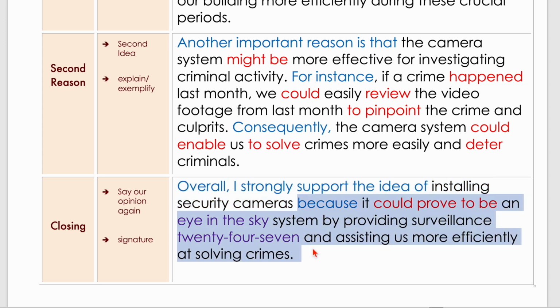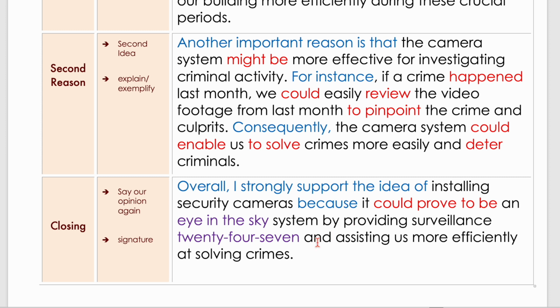But the explanation that followed, and also this expression, "could prove to be an eye in the sky system." We could say that. It could be an eye in the sky system. Now, "prove to be" means it could finally give us 100% security. It could prove that to us, okay?